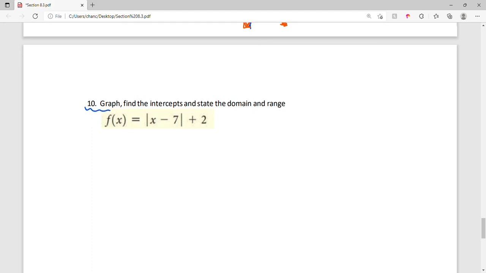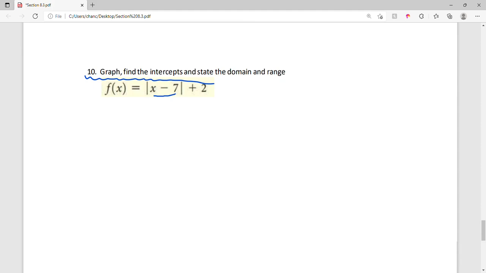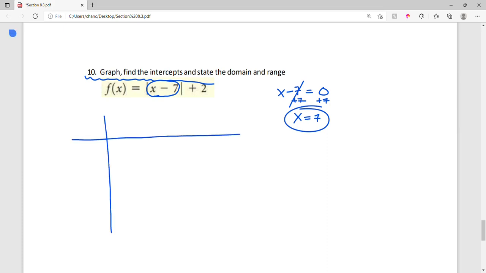Question 10, we're going to have to graph, find the intercepts, and state the domain and range. That's a lot of things to do, so let's start by letting x minus 7 equal to 0. To solve for x, we add 7 to both sides. We get x equals 7. This is going to tell me the location of my vertex. So we'll have the 7 in the middle. And we'll write down our function just like we always do.